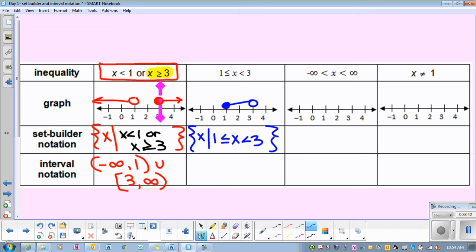Now, what about the interval notation? How do we do this? Where does my graph start? At 1. And then where does my graph stop? At 3. Okay, so tell me, at 1, do I get parentheses or do I get a bracket? Bracket. Good. And at 3, what do I have? Parentheses. Good job.